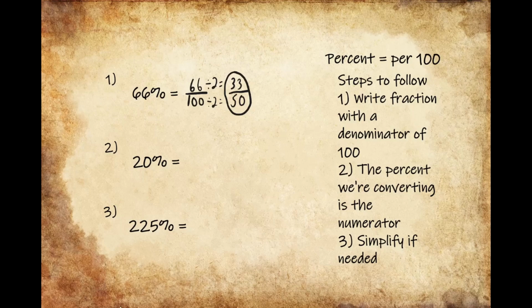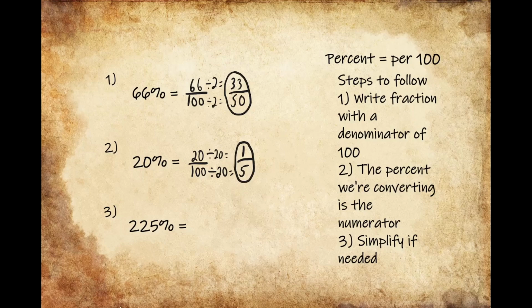In the next question here, we can see that we're being asked to convert 20% into a fraction. We know that our first step is to write the denominator of 100, and the second step is to write the percent that we're looking to convert as our numerator, which in this case is 20. And we know that both 20 and 100 are multiples of 20, so we're going to go ahead and divide both of these numbers by 20 so that we can simplify this fraction. And we know that 100 divided by 20 gives us 5, and that 20 divided by 20 gives us 1. So 20% written as a fraction is 1/5 when written in its lowest possible terms.